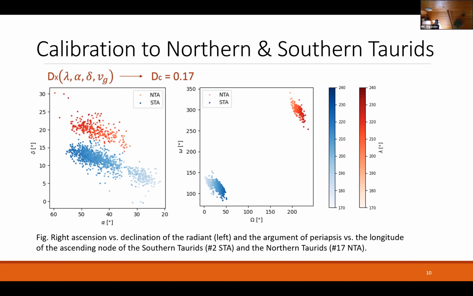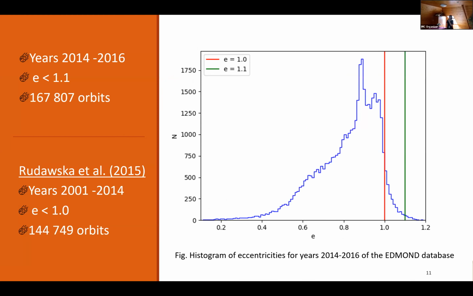The threshold value for the geocentric similarity function, I decided to use 0.17 based on the calibration to northern and southern Taurids. Visually, we can see that the radiants are clearly recognized by using this threshold value.